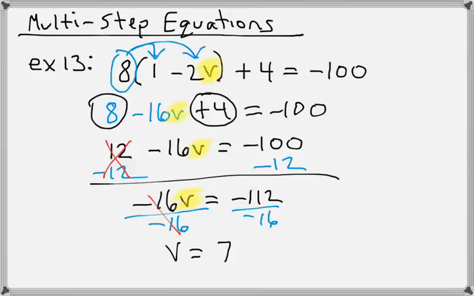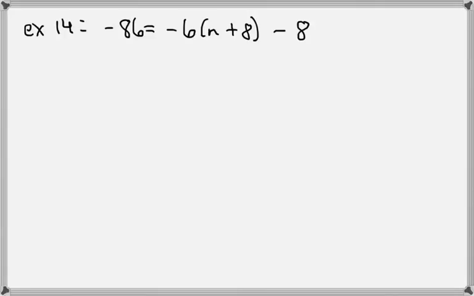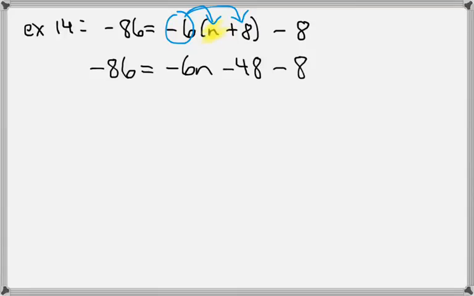Okay, let's look at another example like that. So here we have a negative 86 is equal to a negative 6 being multiplied by an n plus 8, and then subtracting 8. Again, we're still trying to isolate our variable. Our variable's right there. How are we going to get rid of those parentheses? That is a distribution problem. We're going to take that negative 6 and distribute it in. On the left side, I haven't changed anything, so I'm just going to drag him down here, leaving him the same. Negative 6 times n gives us a negative 6n, and a negative 6 times 8 gives us a negative 48, and we still have our negative 8.